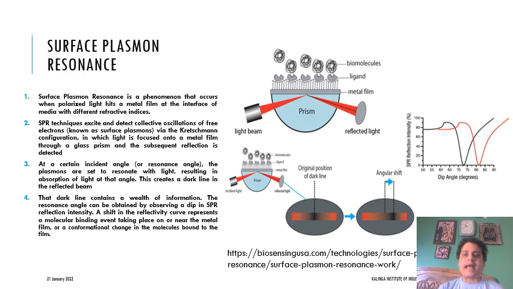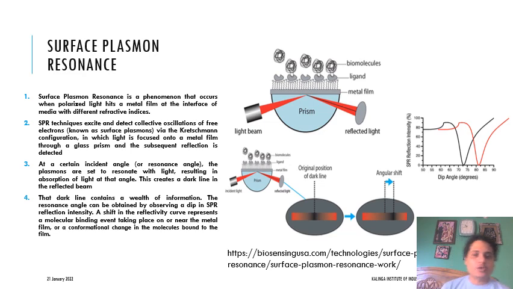Now at a certain angle of incidence from the light beam, that incident angle is called the resonant angle, and this resonant angle is the angle at which the plasmons are said to resonate with the light wave. The result is absorption of the light at that particular angle. So at that angle, some portion of the light intensity gets absorbed, which creates a dark line in the reflected beam that is detected at the detector end.